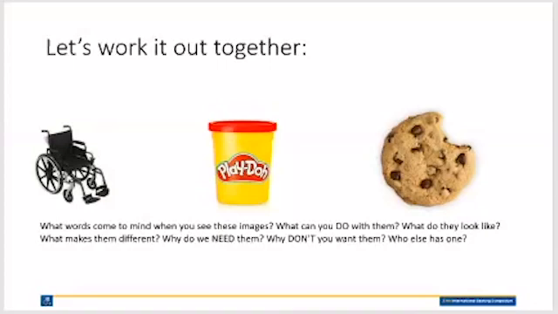So when we think about language and all of the functions, we see 3 nouns up here. We see a wheelchair, Play-Doh, and a cookie. So what we always do when we get people together to listen to this presentation is try to think of some alternative words. If we could not say the word wheelchair, what could we say? Anybody have any ideas? Go. Great.